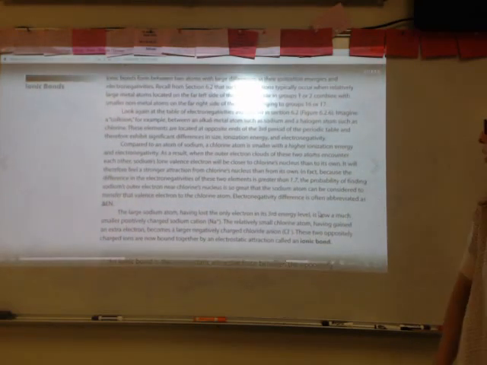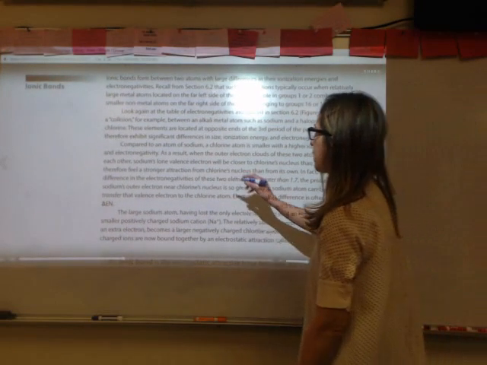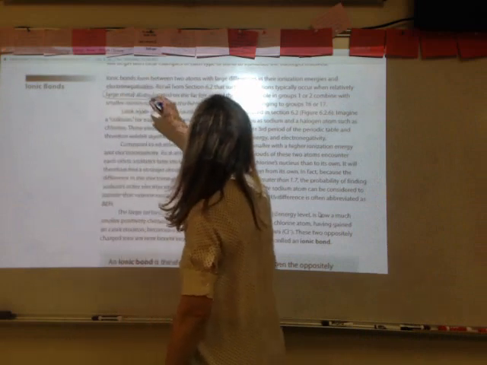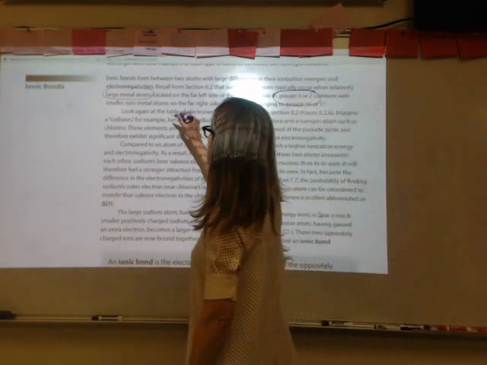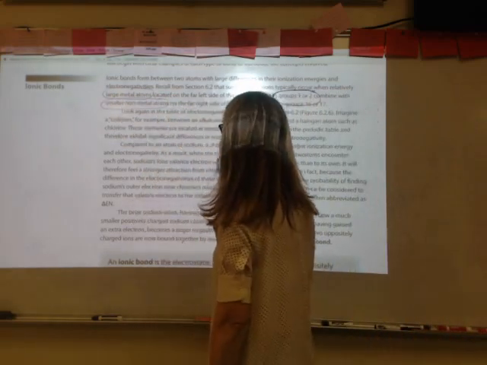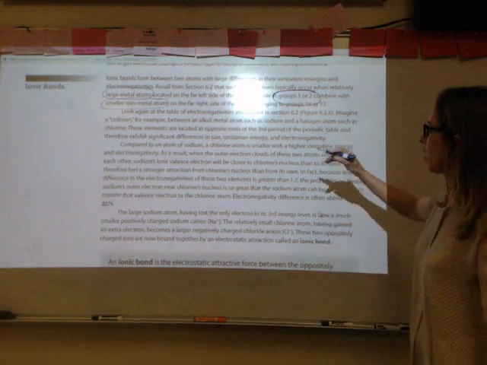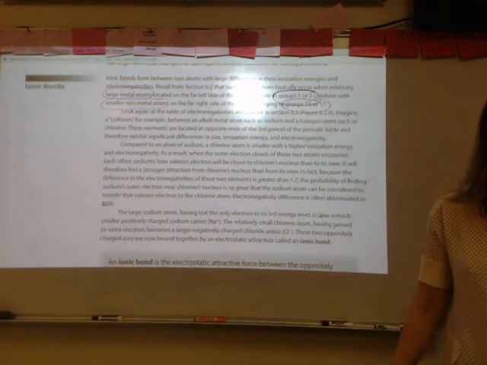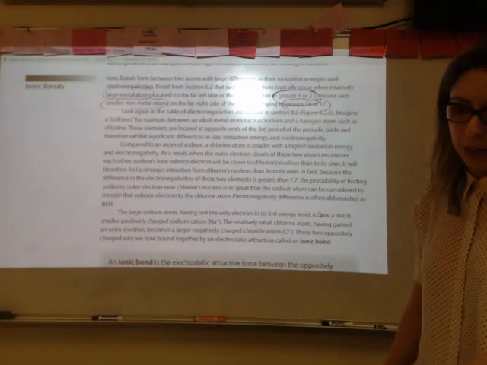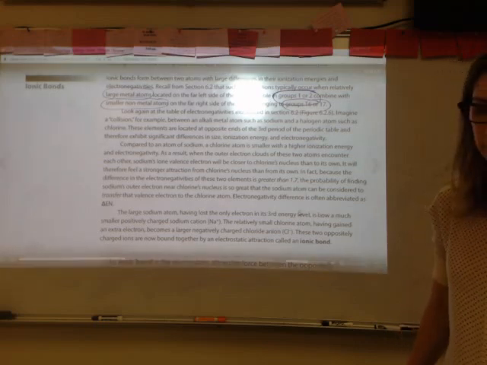So let me explain what's happening here. Generally speaking, you're going to have large metal atoms from groups 1 and 2 on the left side of the periodic table, combining with smaller nonmetal atoms from the right side of the periodic table, from groups 16 and 17. Let's use sodium and chlorine as an example.